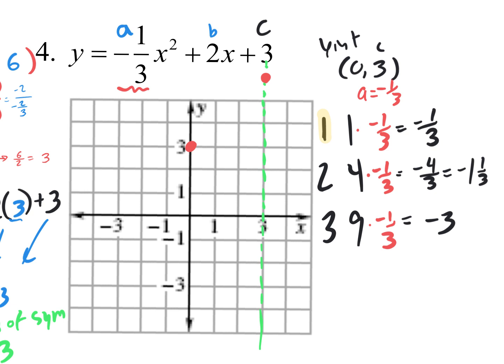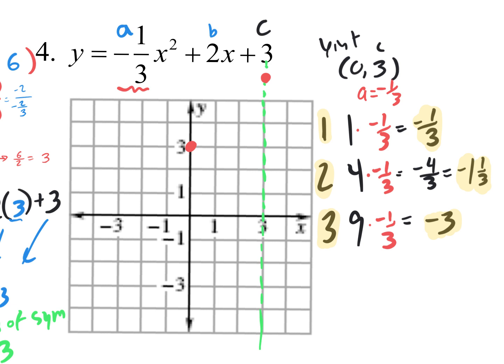Sorry. So 1 to the side and 1/3 of the way down. Then go back to the vertex, 2 to the side, and then go down 1 and 1/3. Then go back to the vertex, 3 to the side, and then down 3. That's my new modified pattern according to my new A value of negative 1/3.